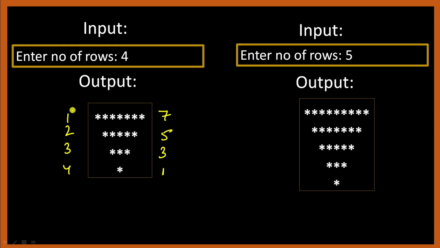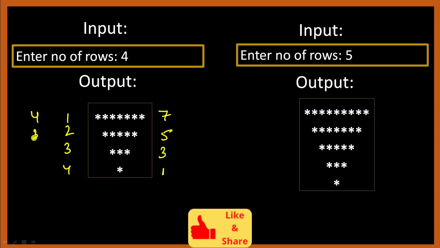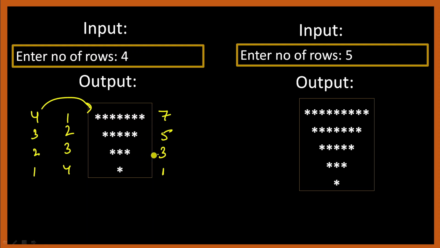Again, this numbering of the rows you can take in the reverse direction also. You can say this is the fourth row, this is the third row, this is the second row, this is the first row. So in the fourth row we have 7 stars, in the third row 5 stars, in the second row 3 stars, in the first row 1 star. It is up to you, because you have to write the code. Whatever seems simpler, you can use that approach for numbering of the rows. Same thing goes for this also.